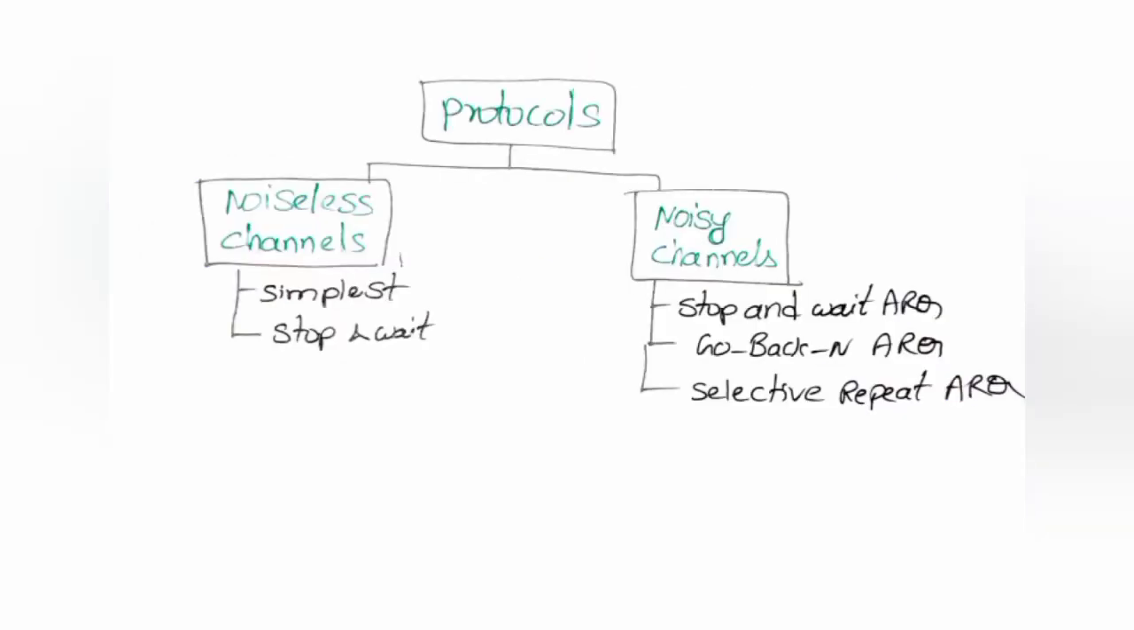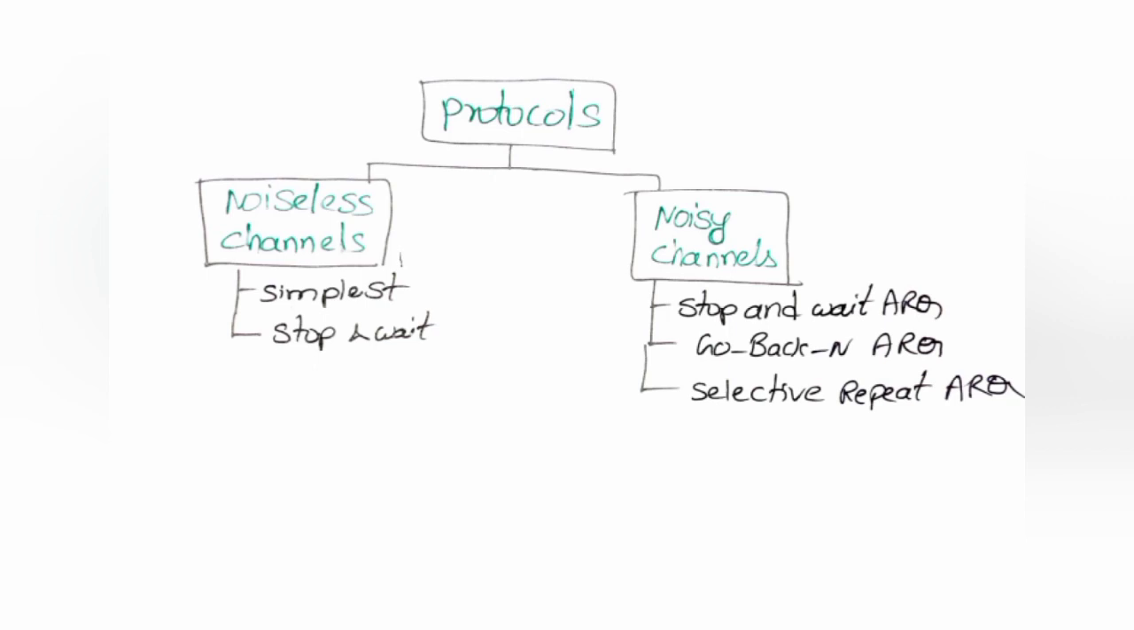There are two types of protocol categories, the noiseless channels and the noisy channels. Noiseless channels means the simplest protocol and the stop and wait protocol. These are the two protocols used in the noiseless channels. Here in this video we are going to learn about the noisy channels, that is the stop and wait ARQ, go back N ARQ and selective repeat ARQ. ARQ means automatic repeat request.